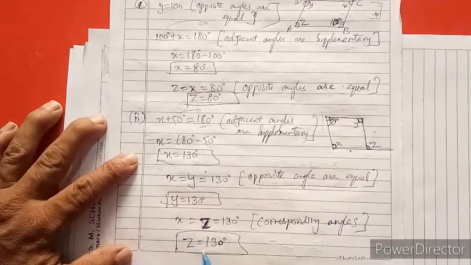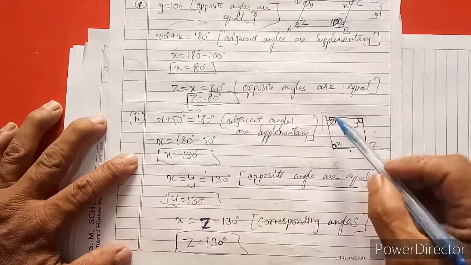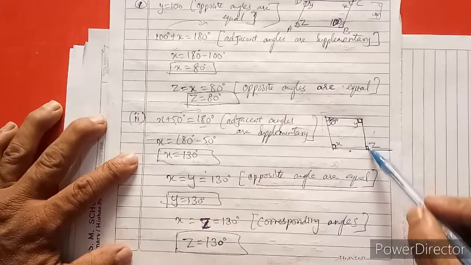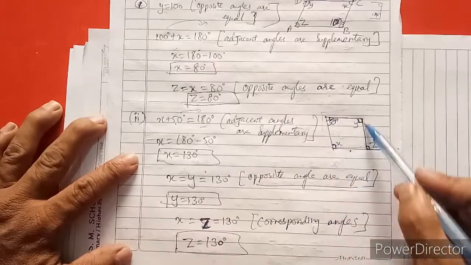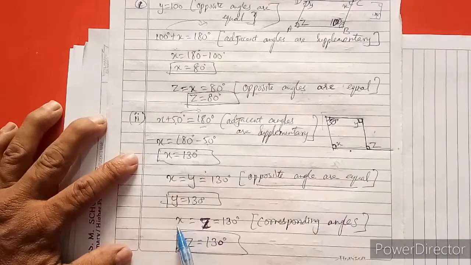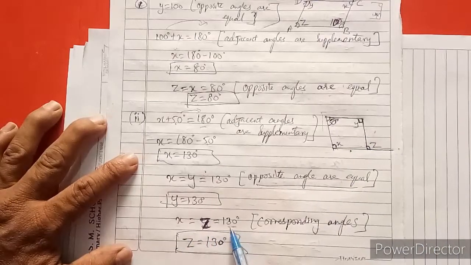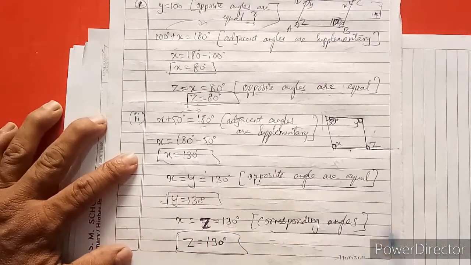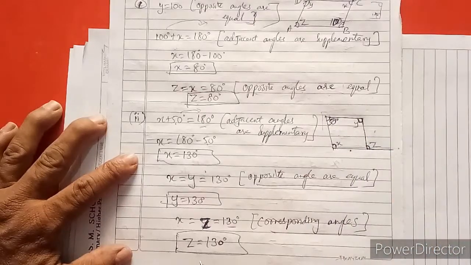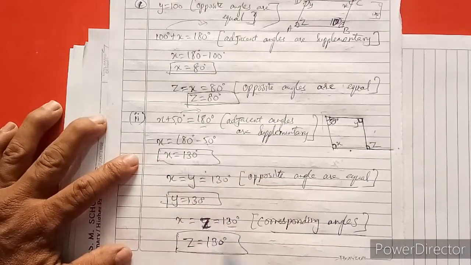Angle y is also, or we can take angle x is equal to angle z. These are the corresponding angles. Simple. Angle x is equal to angle z is equal to 130 degrees, that is corresponding angles. Angle x is equal to angle z, and z is also 130 degrees. X, y and z, according to the given question, we are getting the value.